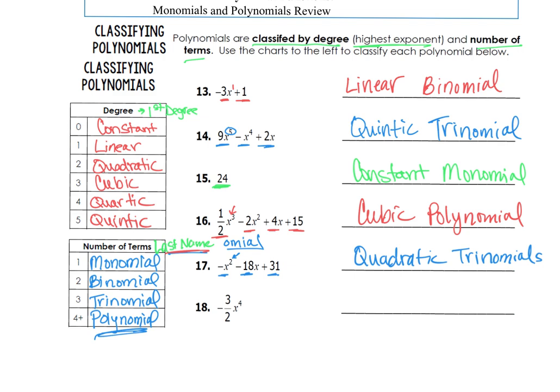And number 18, we have negative 3/2 x to the 4th. Again, highest exponent here is 4. Degree 4 makes this quartic. How many terms is this? This is just one grouping. We're not adding or subtracting anything else, so that makes it a monomial.